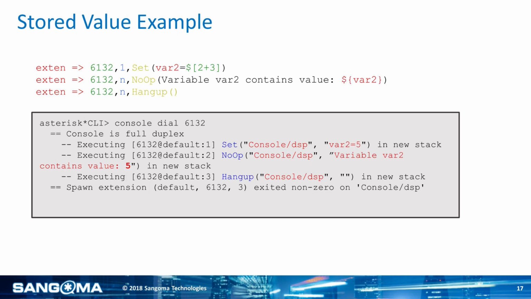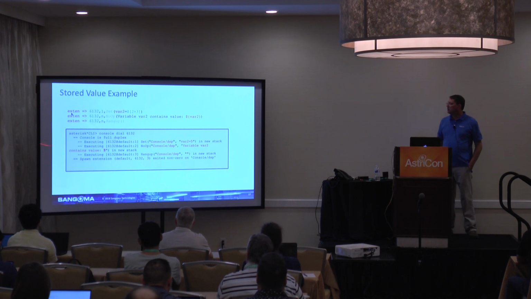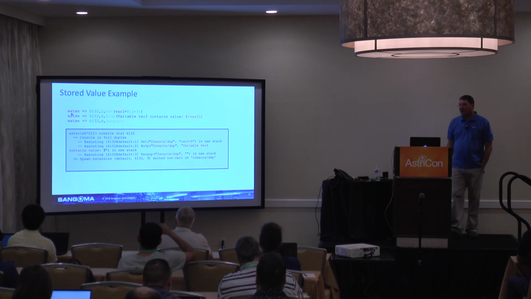So in this case, we have var2 equal to the expression of 2 plus 3. And then we're going to say the variable var2 contains whatever is in var2, and there's a sample of that actually running. And just as you would expect, it prints out 5.